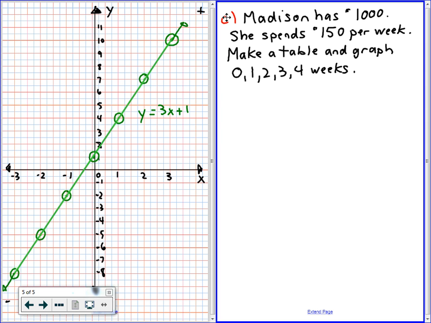So it says here, Madison has $1,000. She spends $150 per week. If she's spending her money, is that money going upwards or going down? Going down, right? You're losing money. Okay. Make a table and graph for 0, 1, 2, 3, or 4 weeks.